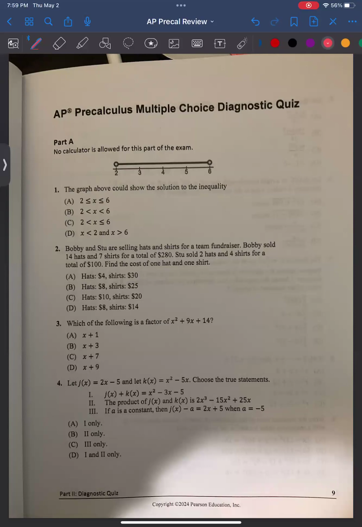So this is from the book that I bought, the AP Pre-Cal one, and this is their diagnostic. I decided to do the diagnostic because it incorporates a little bit of Unit 1, 2, and 3. Obviously, the ones that involve Unit 3, we will mark and come back to later.